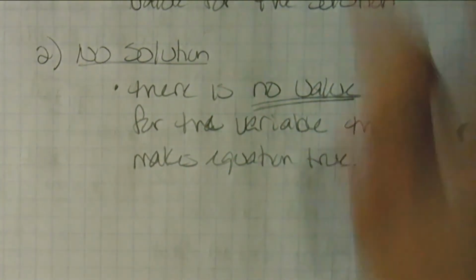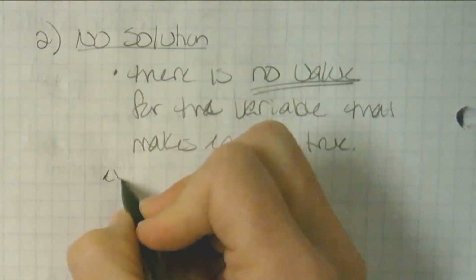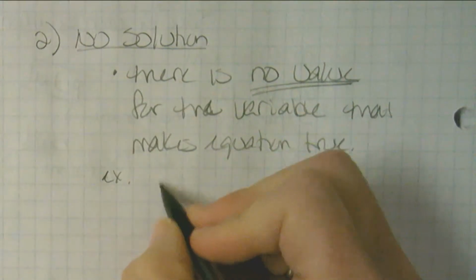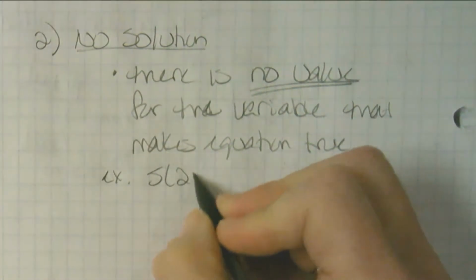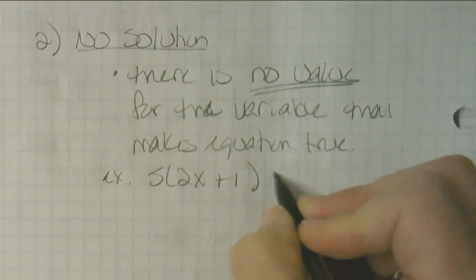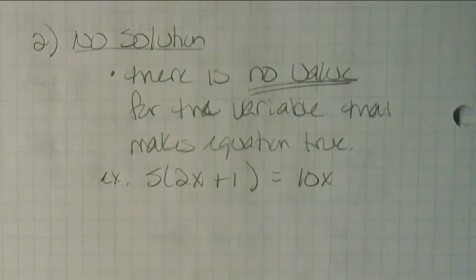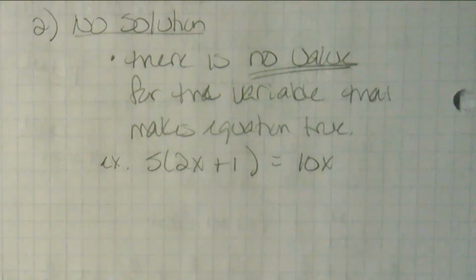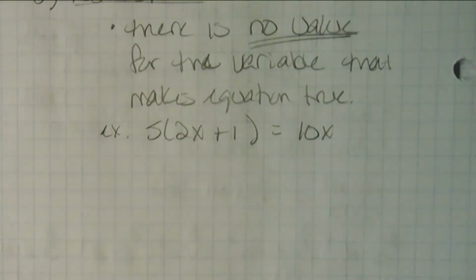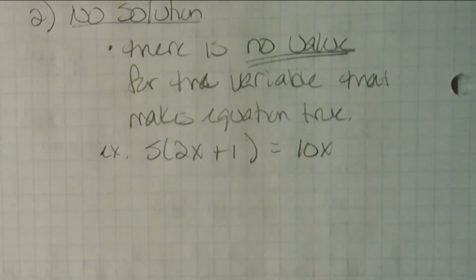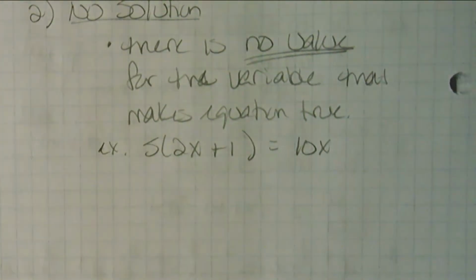All right, so I want you guys to solve this problem. 5 times a quantity of x plus 1 is equal to 10x. All of you solve that and see what you come up with. So no solution means there is no value for the variable that makes the equation true. So solve this equation.